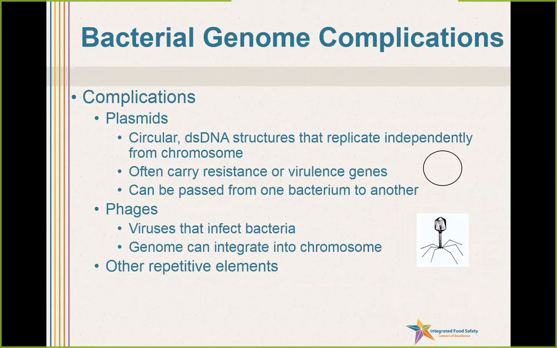Plasmids are circular, double-stranded DNA that can replicate independently from the chromosome. They often carry resistance or virulence genes and can be passed from one bacterium to another. Phages are viruses that can infect bacteria, and the genome can integrate in the chromosome.